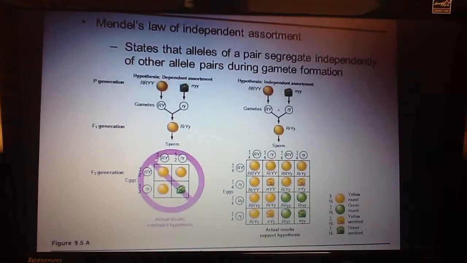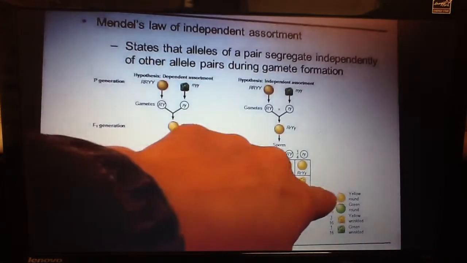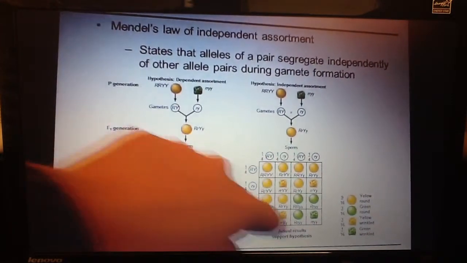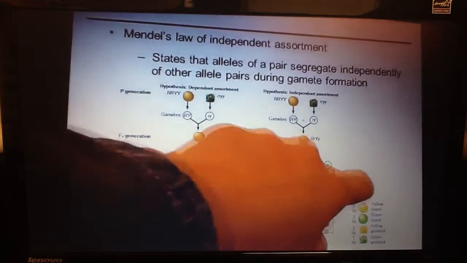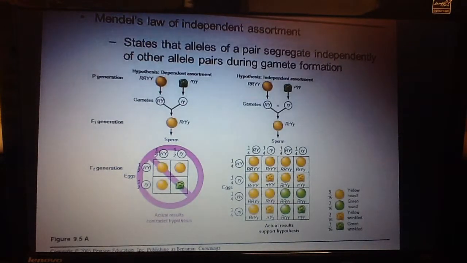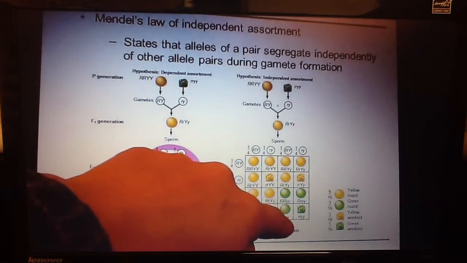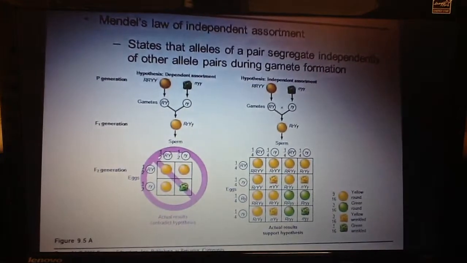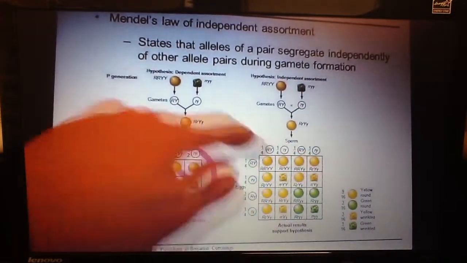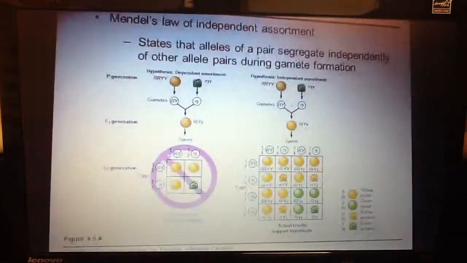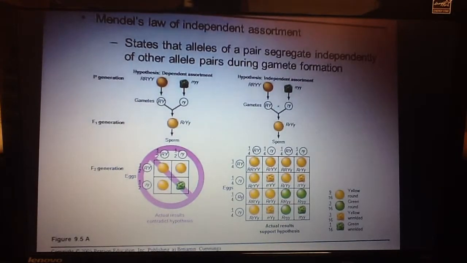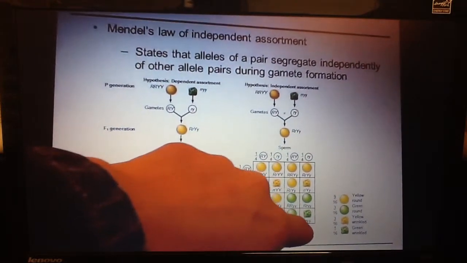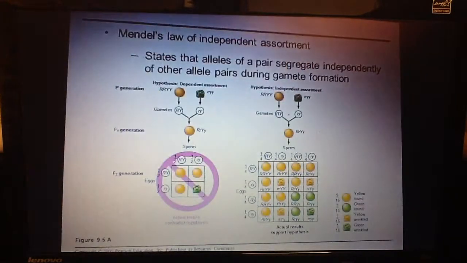Now, what we end up generating, if you look, is 9 of the potential offspring of 16 are going to be yellow with round. And those, again, are the dominant traits. 3 of the 16 are going to be green, but they're also going to be round shape. 3 are going to be yellow, which is our dominant color, but they're going to be wrinkled, which is our recessive. And then we're going to have our homozygous recessive. We have 1 out of 16.